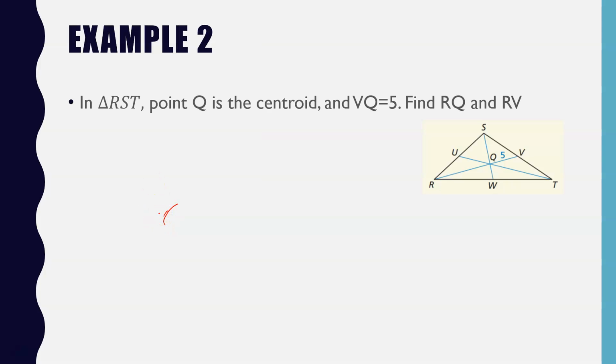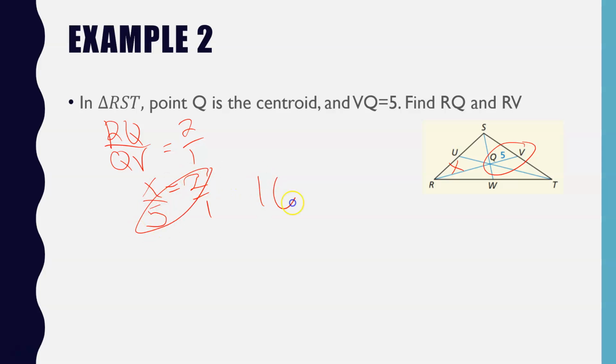Okay. So this one is telling me Q is the centroid. VQ, so this piece right here is 5. I want to find RQ and RV. So my proportion here is RQ to QV is 2-to-1. I replace RQ with X and QV with 5. I cross multiply. I get 10 equals X. So that was RQ.